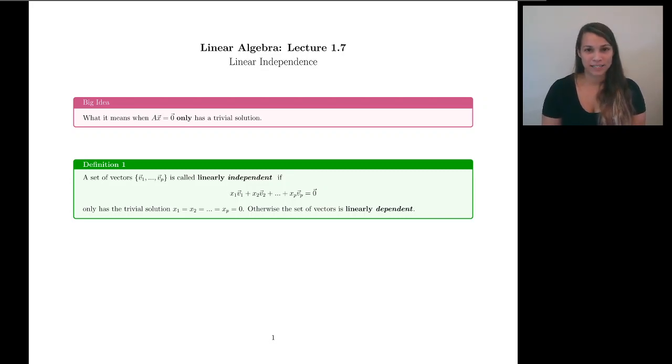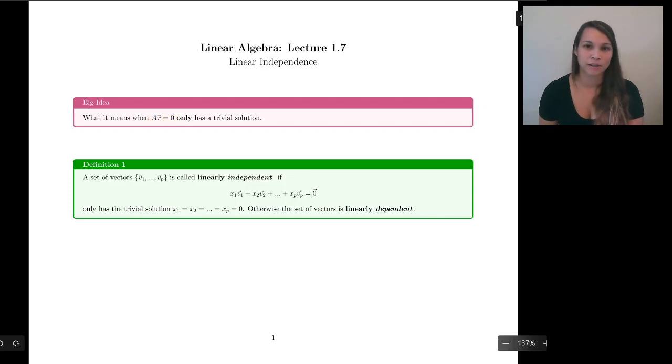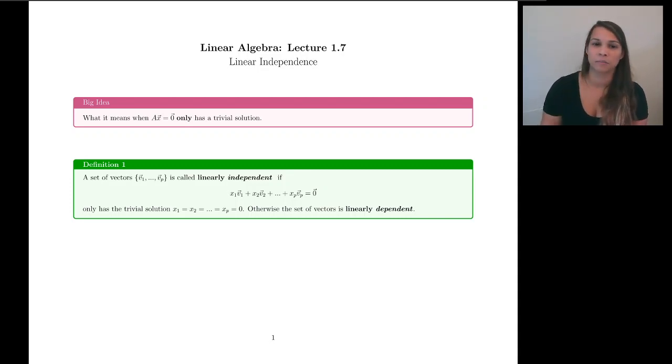But the big idea for today is we want to know what it means when the homogeneous system of equations Ax equals 0 only has the trivial solution. Now I know I told you we weren't very interested in the trivial solution. I said the trivial solution was boring, but it does come with some interesting properties.